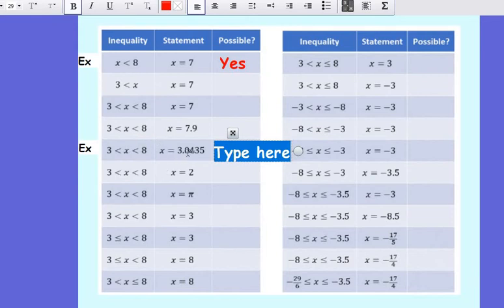I've got the number 3.0435. That's not 3, that's greater than 3. So yes, that's also possible. Can you pause the video for 10 to 15 minutes, Year 8, and in your light blue books, complete these questions now, please.